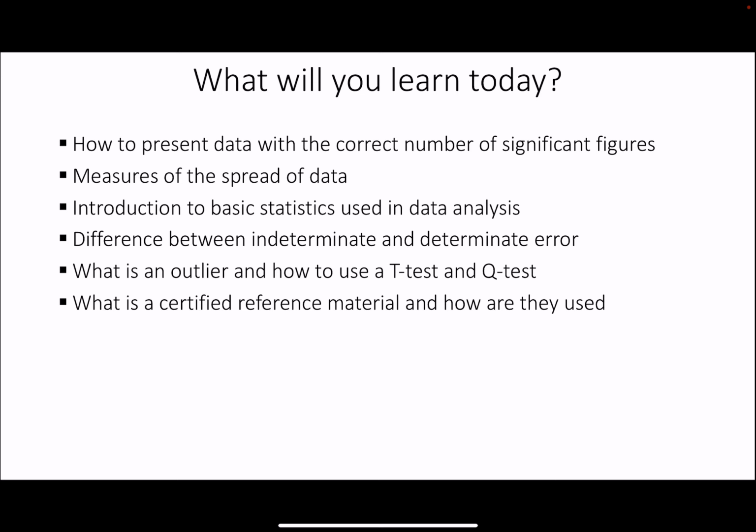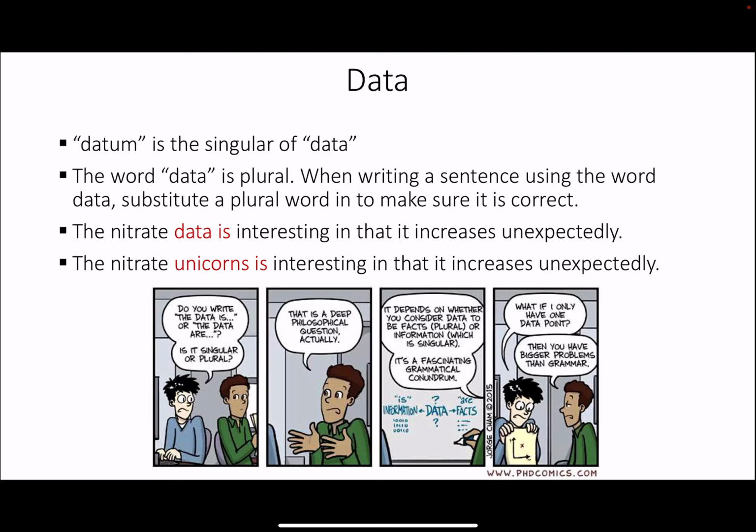So in this first lecture, I'm going to go over how to present data in significant figures, various measures of the spread of data, and basic statistical analysis used in the type of data that you're going to be collecting. I'm going to talk a little bit about the difference between different types of errors that you might encounter while sampling and doing analyses. And then, of course, the great outlier question: what is an outlier and how do you get rid of it? And we'll touch briefly on certified reference materials and how they are used.